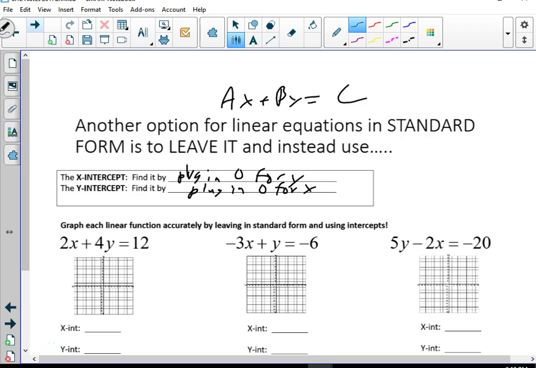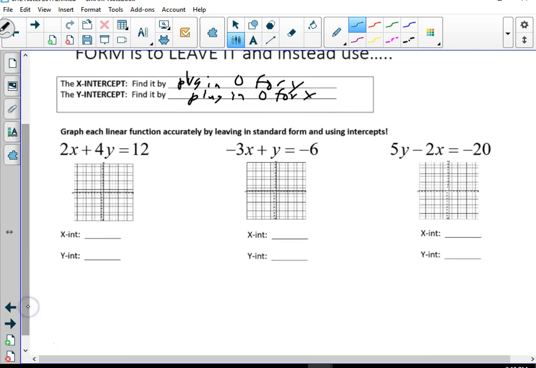Now, these will all work because notice 2 and 4 go into 12, 3 and 1 go into 6, and 5 and 2 go into 20. If the numbers on the left side, A and B, are factors of C, go ahead and do this method. If not, rewrite it in slope-intercept form. Okay, so for the x-intercept, I'm going to plug in a 0 for y. And for the y-intercept, I'm going to plug in a 0 for x, like so. Now we're going to do that across the board. So let's get that out of the way right now.